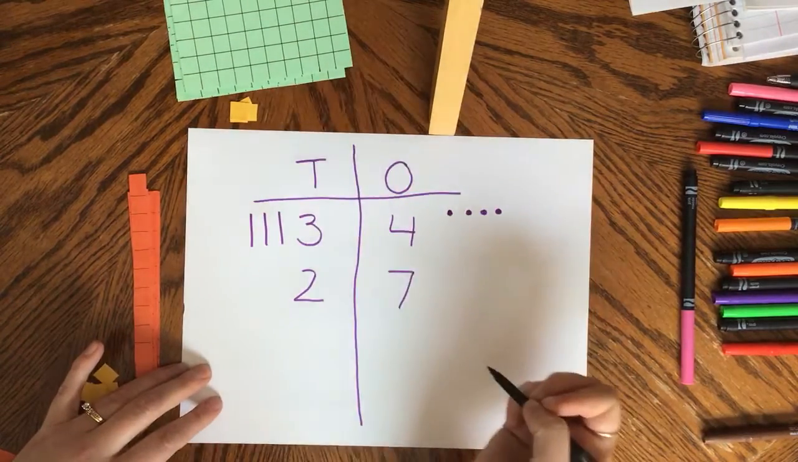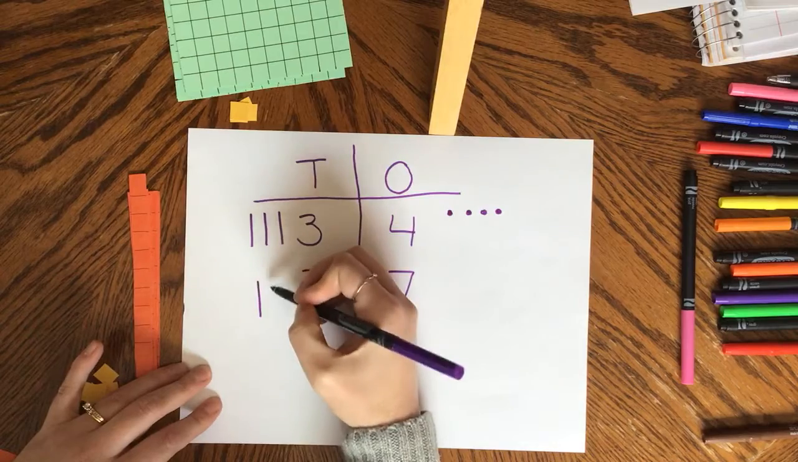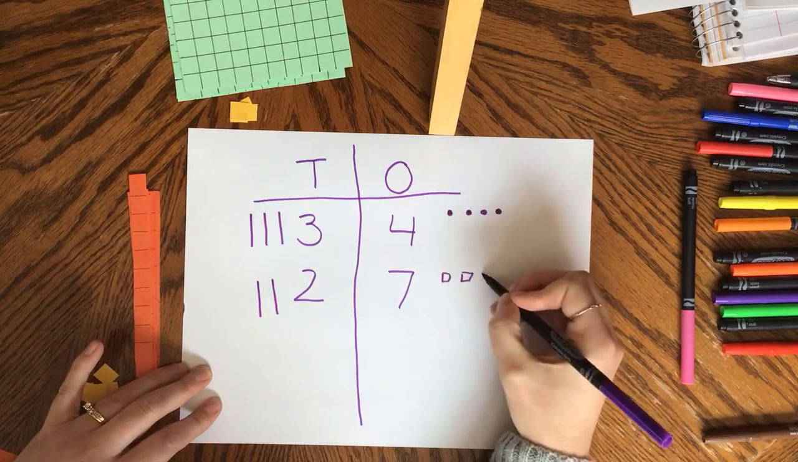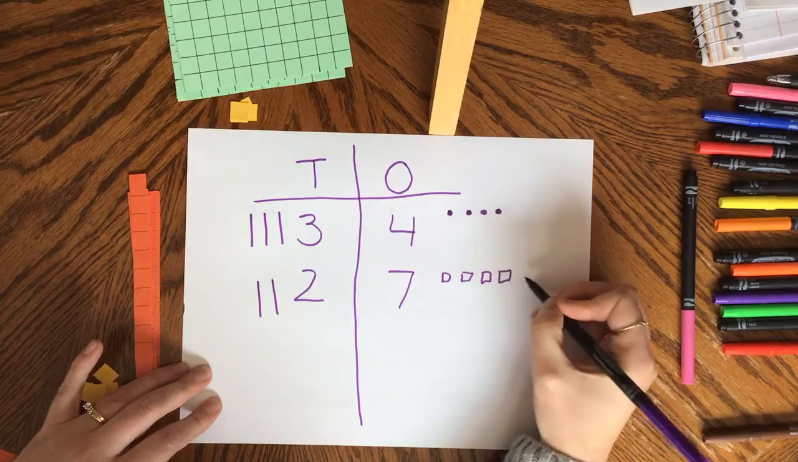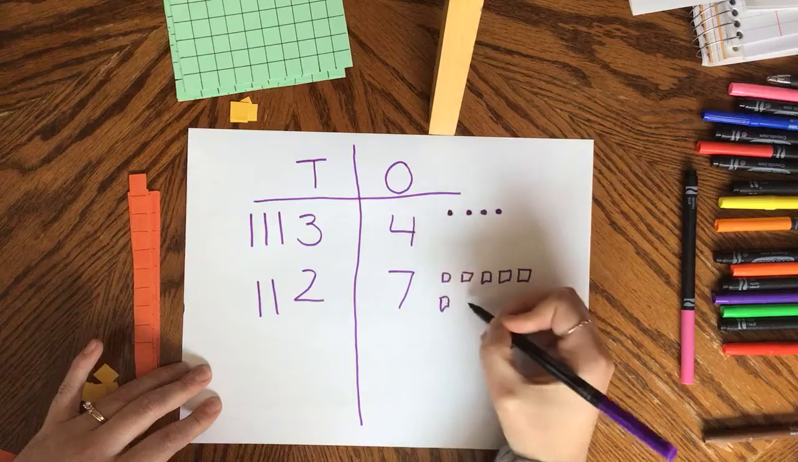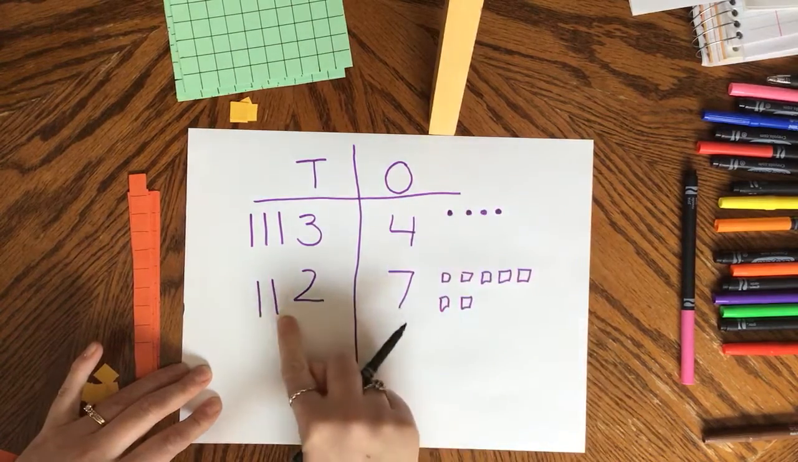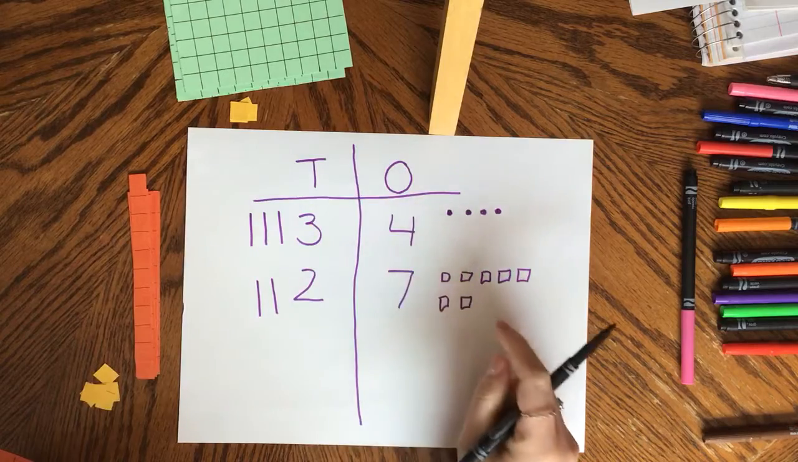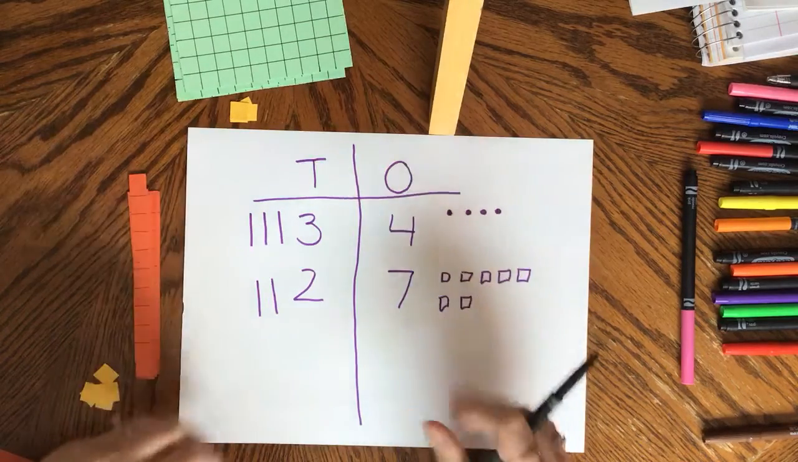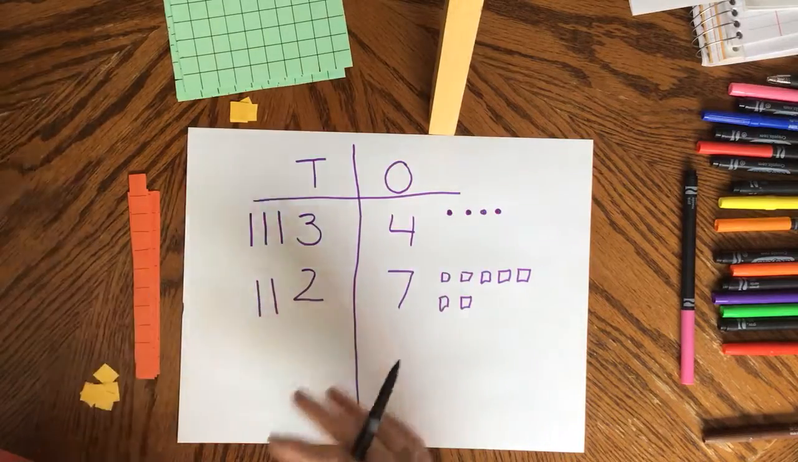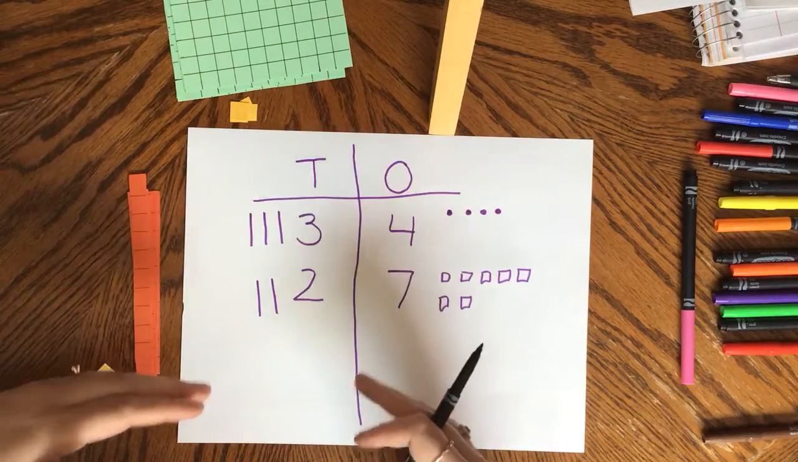Or I could do that with the 27 by doing 1, 2, and then 7 ones: 1, 2, 3, 4, 5, 6, 7. 27. So this will help you whenever you're doing addition and subtraction, because you can use these then to add to or to take away from, and I'm going to do a video on that as well.